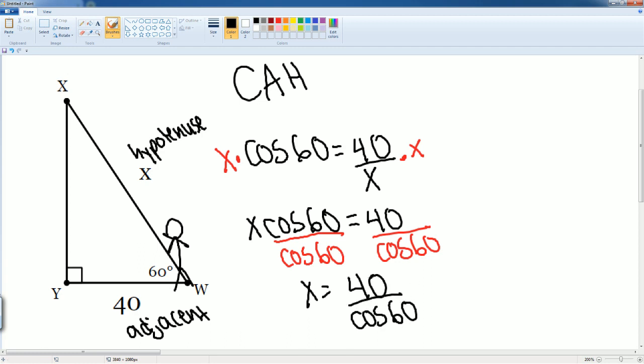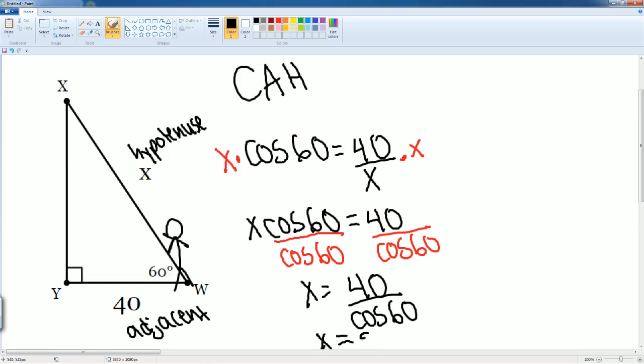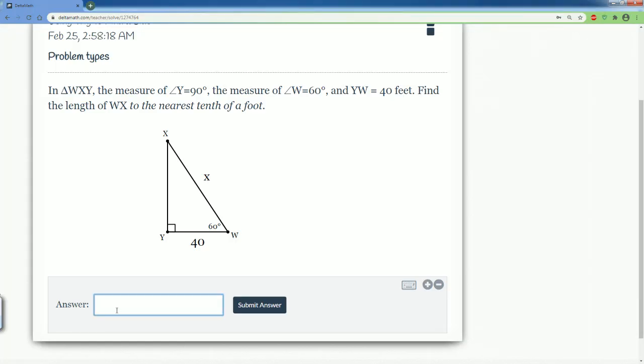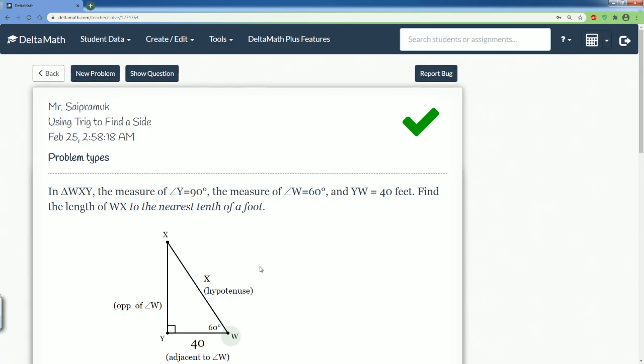Now we can just enter that into our calculator. 40 divided by cosine of 60 degrees. Oh, that's perfect. It equals 80. We are lucky, that was an exact answer. So we can write here 80. And that's good.